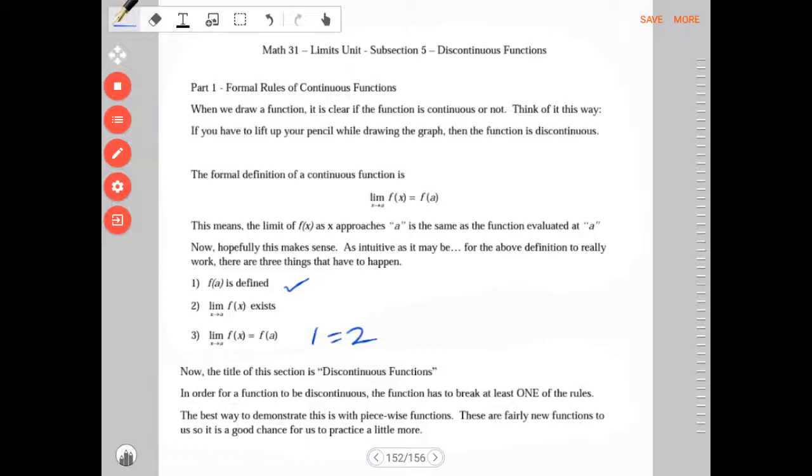Now, look at the title, guys. It says discontinuous functions. In order for a function to be discontinuous, the function has to break at least one of those rules. The best way to show this is with piecewise functions, and they're new to us. We haven't done a lot of work with these things, so it's good that we can practice them a little bit more.